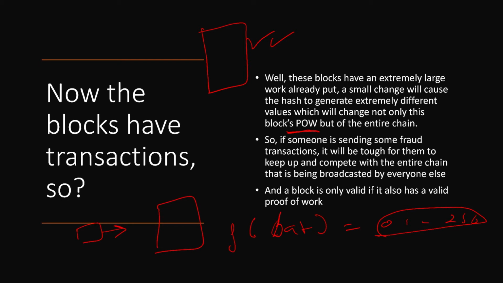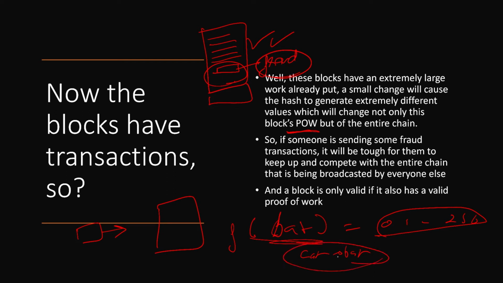So if somebody decides to send a fraud transaction, let's say all these were legit transactions, but this particular transaction is a fraud transaction. Now this would mean that the hash of this block will change largely due to this one additional transaction in the ledger. As mentioned here also, if from cat we change it to bat, it will change largely. Imagine putting in an entire transaction which is signed. So that means now this particular block has to compete with all the other blocks that are being broadcasted worldwide.